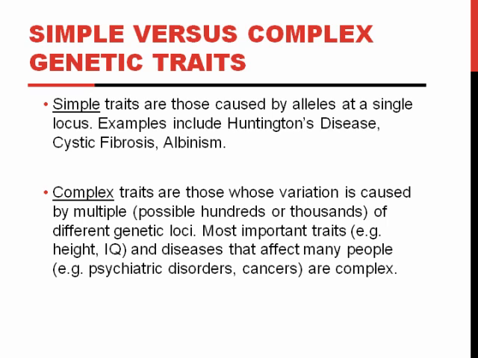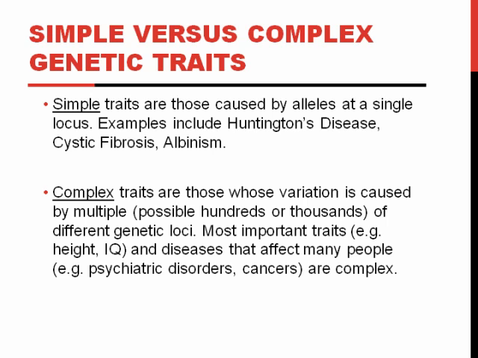Okay, this brings us to the idea of simple traits versus complex traits. A simple trait means traits that are caused by alleles at a single locus, which means a single DNA position. Huntington's disease, cystic fibrosis, albinism, and many, many other diseases are examples caused by a single locus.